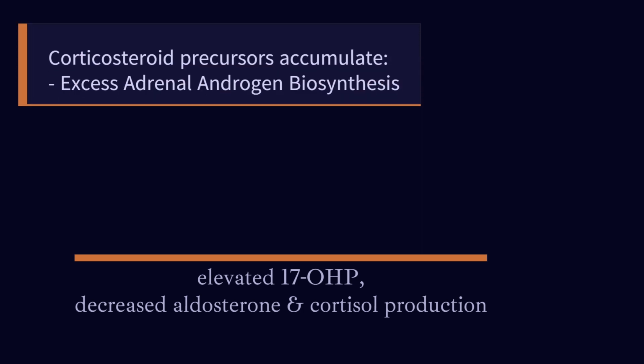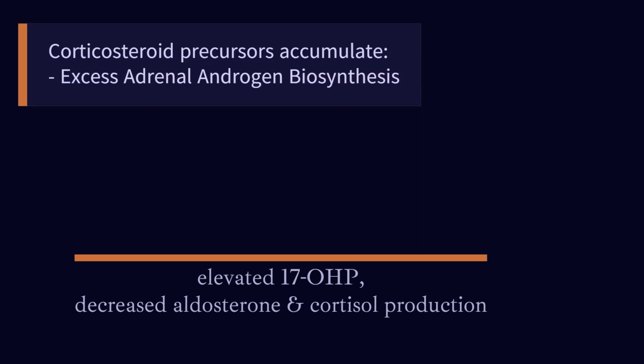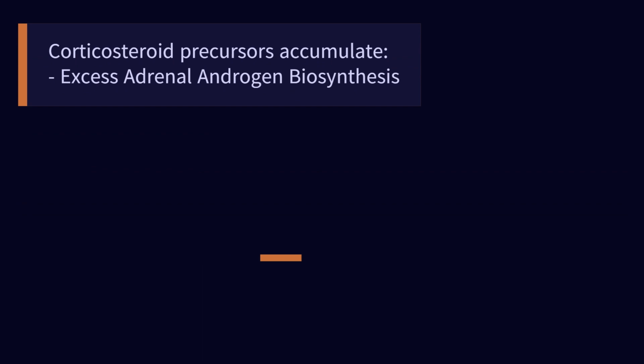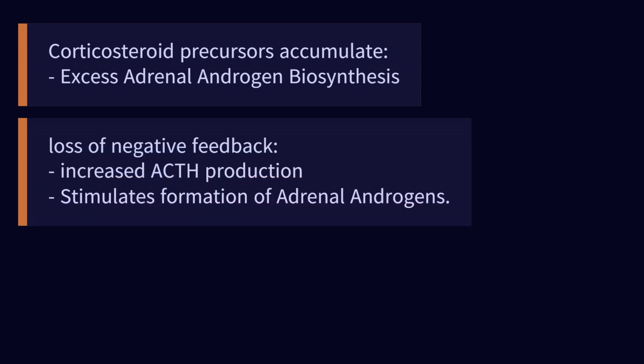Corticosteroid precursors accumulate and are diverted toward excess adrenal androgen biosynthesis. Low cortisol levels, which is loss of negative feedback, also trigger increased adrenocorticotropic hormone production by the anterior pituitary, which further stimulates the formation of adrenal androgens.